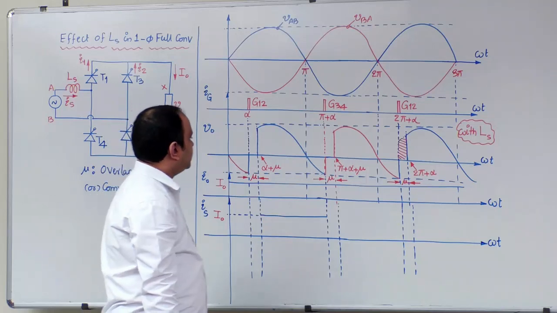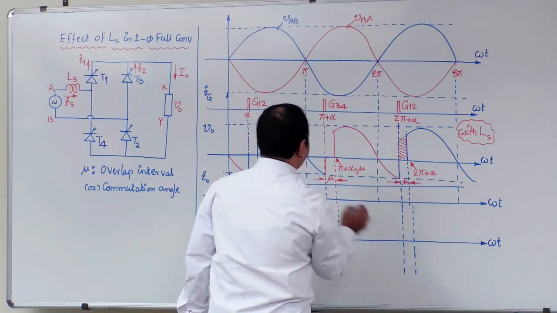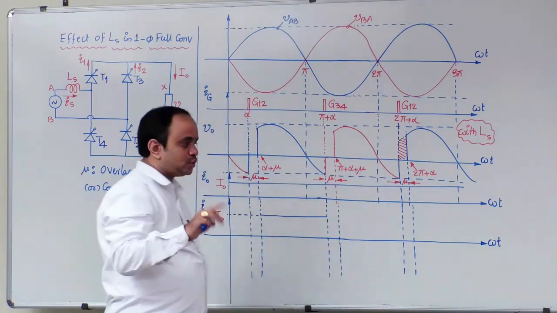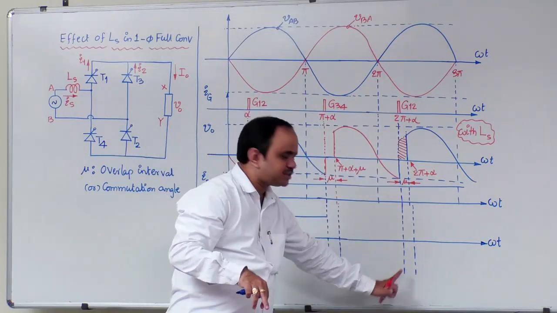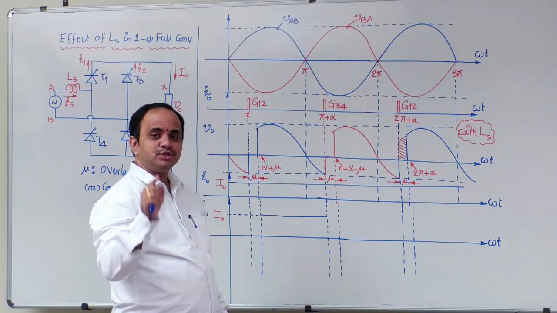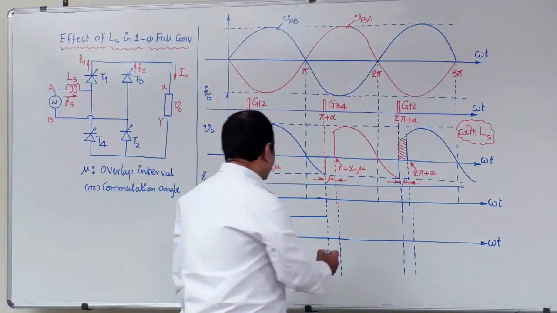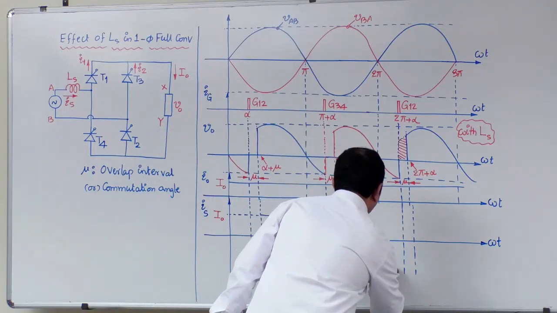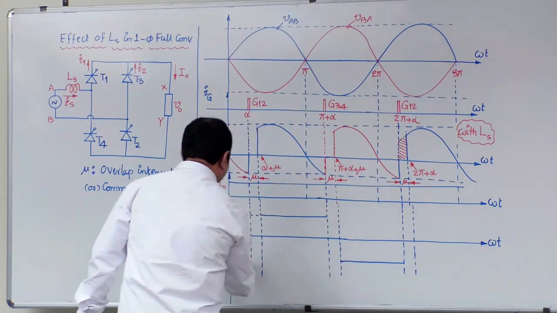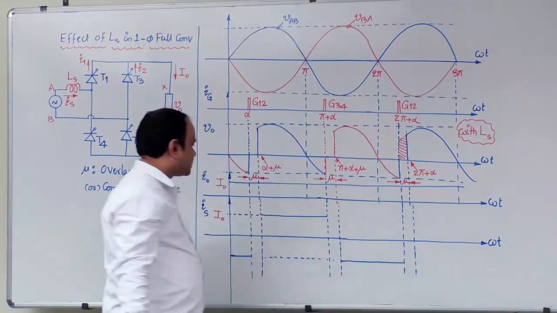Next, from pi plus alpha plus mu to 2 pi plus alpha, we have only the I2 waveform. I2 means the current flowing through the T3, T4 pair. If the T3, T4 pair is in conduction, what about the source current? That is minus I0. Therefore, in this interval, I can draw the source current as equal to minus I0. And 2 pi to 2 pi plus alpha is the same as 0 to alpha in our discussion. So this is the source current waveform.